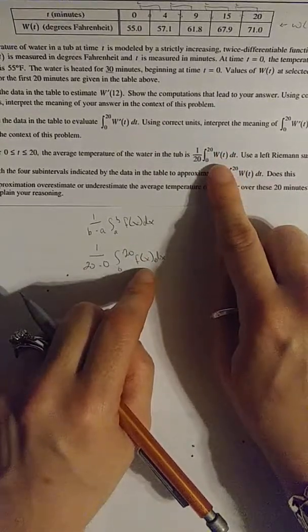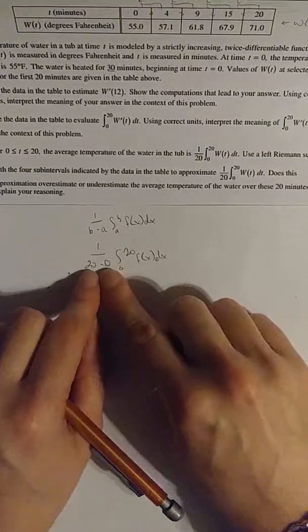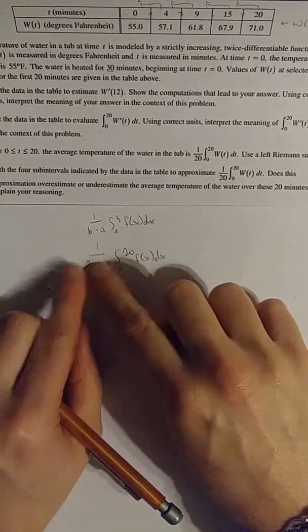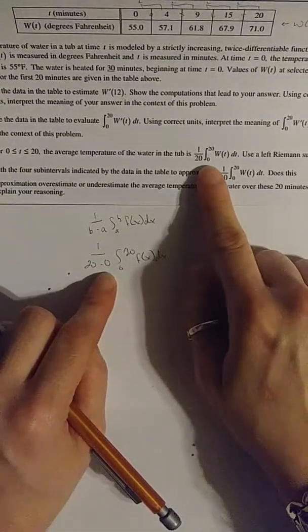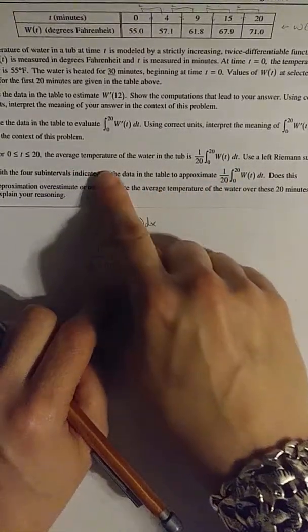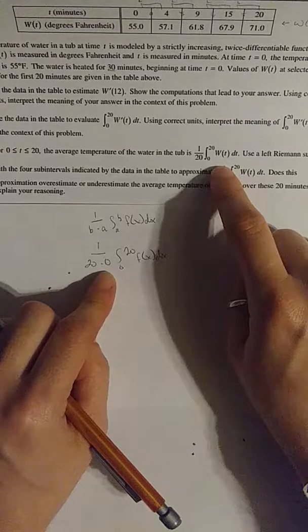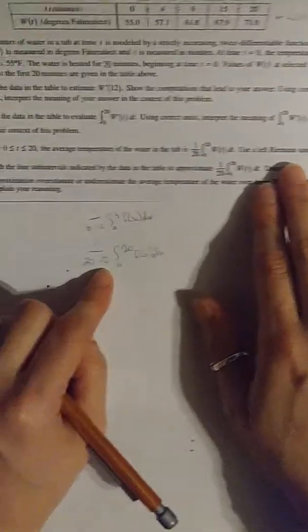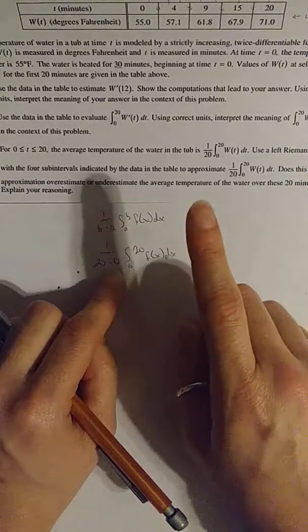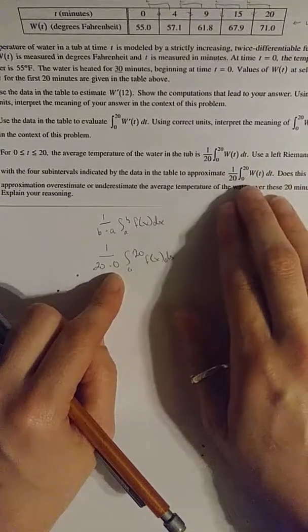It doesn't matter which type of function is in here, as long as the 1 over b minus a matches, and the 0 to 20 matches our interval, okay? Which is what we have going on here. So this is an average value function. Even if they hadn't said average temperature, we should know this is average temperature just by looking at it. So this wants us to use a left Riemann sum with the 4 subintervals indicated by the data in the table to approximate this average value.